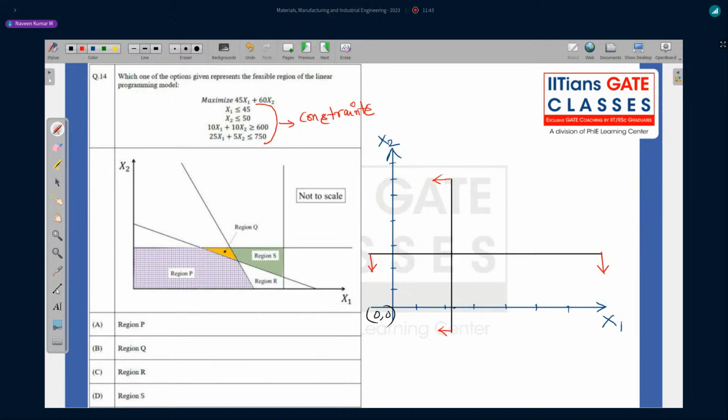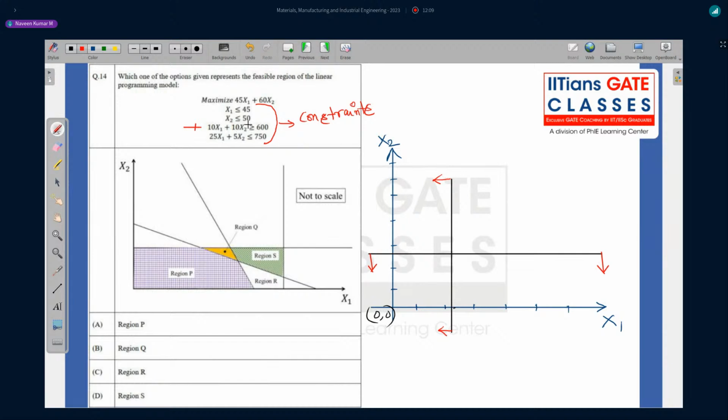Now for the next one, in which direction: 10x1 plus 10x2 greater than 600. Now you have to see if x1 is equal to 0, what is happening. If x2 is equal to 0, what is happening. What I'm saying is that for this equation, if you want to draw the constraint line, what is that?